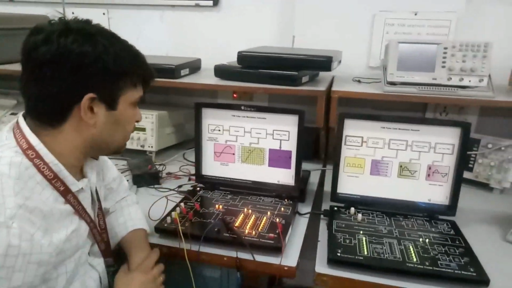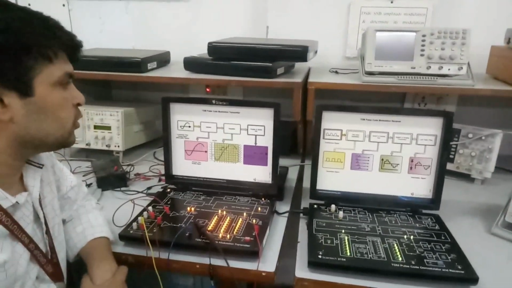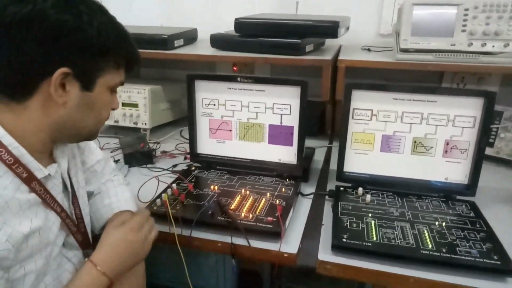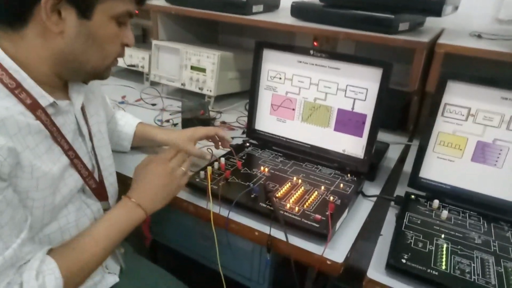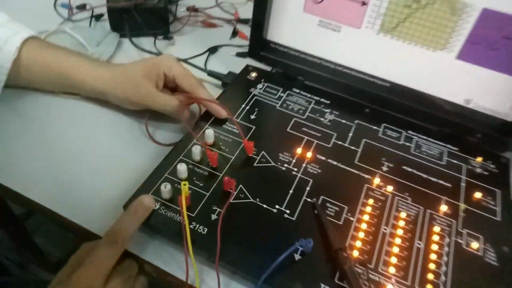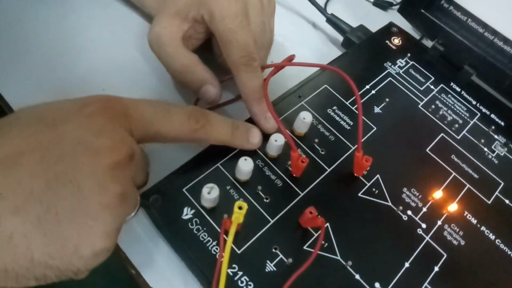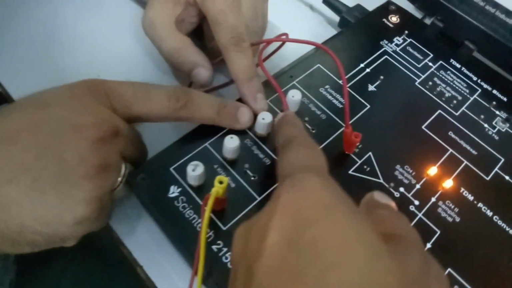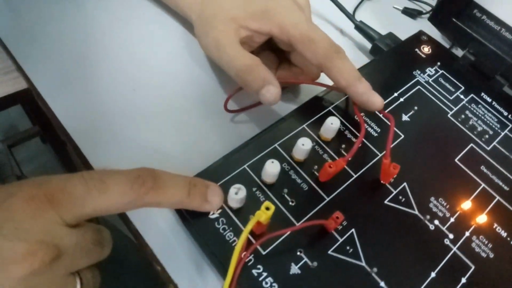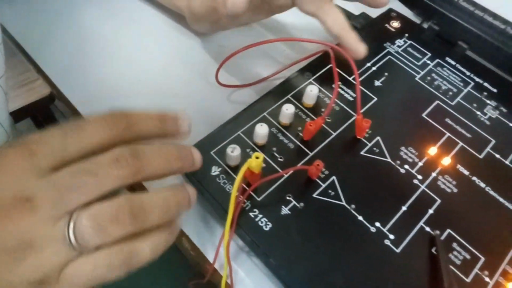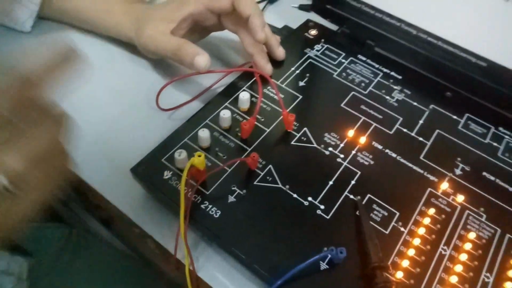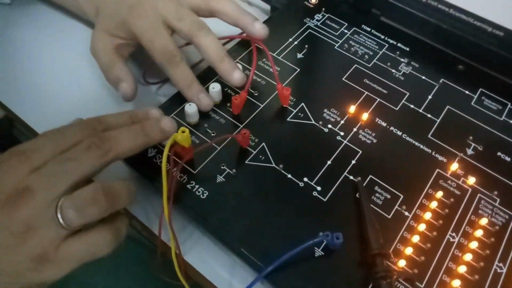We are using the Tech TDM pulse code modulation transmitter kit. Over here we have four types of signal: DC signal 1, DC signal 2, a 2 kilohertz sine wave, and a 4 kilohertz sine wave. This is my function generator, meaning the input signal.